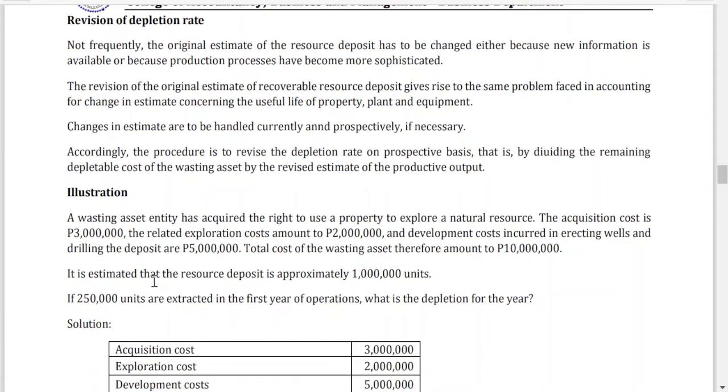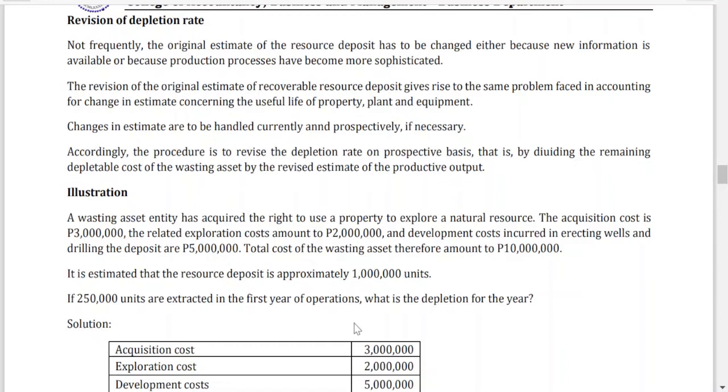A wasting asset entity has acquired the right to use a property to explore a natural resource. The acquisition cost is 3 million and the related exploration costs amount to 2 million, and the development costs incurred in erecting wells and drilling the deposit are 5 million. So the total cost of the wasting asset is 10 million. It is estimated that the resource deposit is approximately 1 million units. If there are 250,000 units extracted in the first year of operation, what would be the depletion for the year?